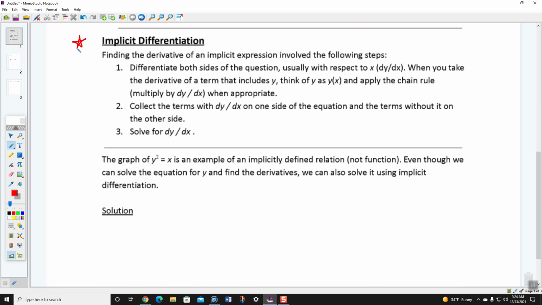This is the biggie right here, implicit differentiation. These are the rules. I'm going to change some things and make it a little easier to understand. To find the derivative of an implicit expression involves the following steps. You're going to differentiate both sides of the equation, usually with respect to x. When you take the derivative of a term that includes y, think of it as y of x, and apply the chain rule, multiplying by dy dx when appropriate.